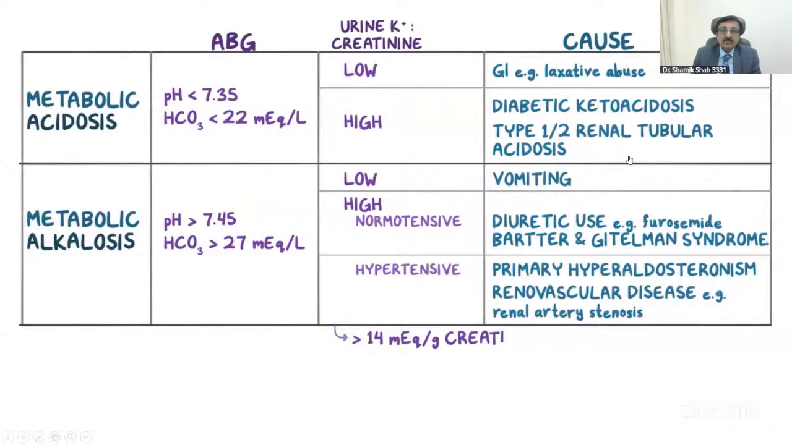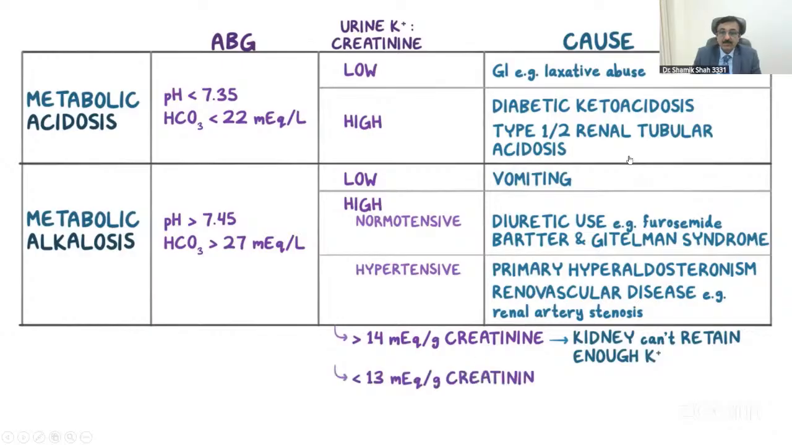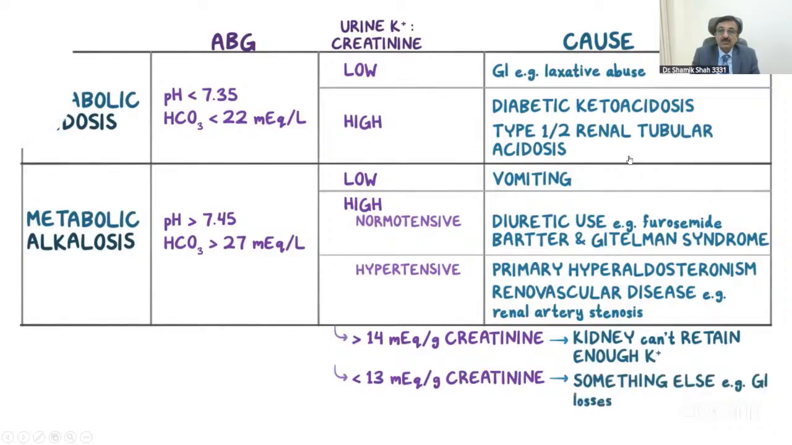So basically, if the urine potassium to creatinine ratio is more than 13 milliequivalents per gram of creatinine, the kidney is responsible. Kidneys can't retain enough potassium. But if it is below 13 milliequivalents per gram of creatinine, then the kidney is not responsible. Something else is causing the hypokalemia, maybe GI loss or something else.